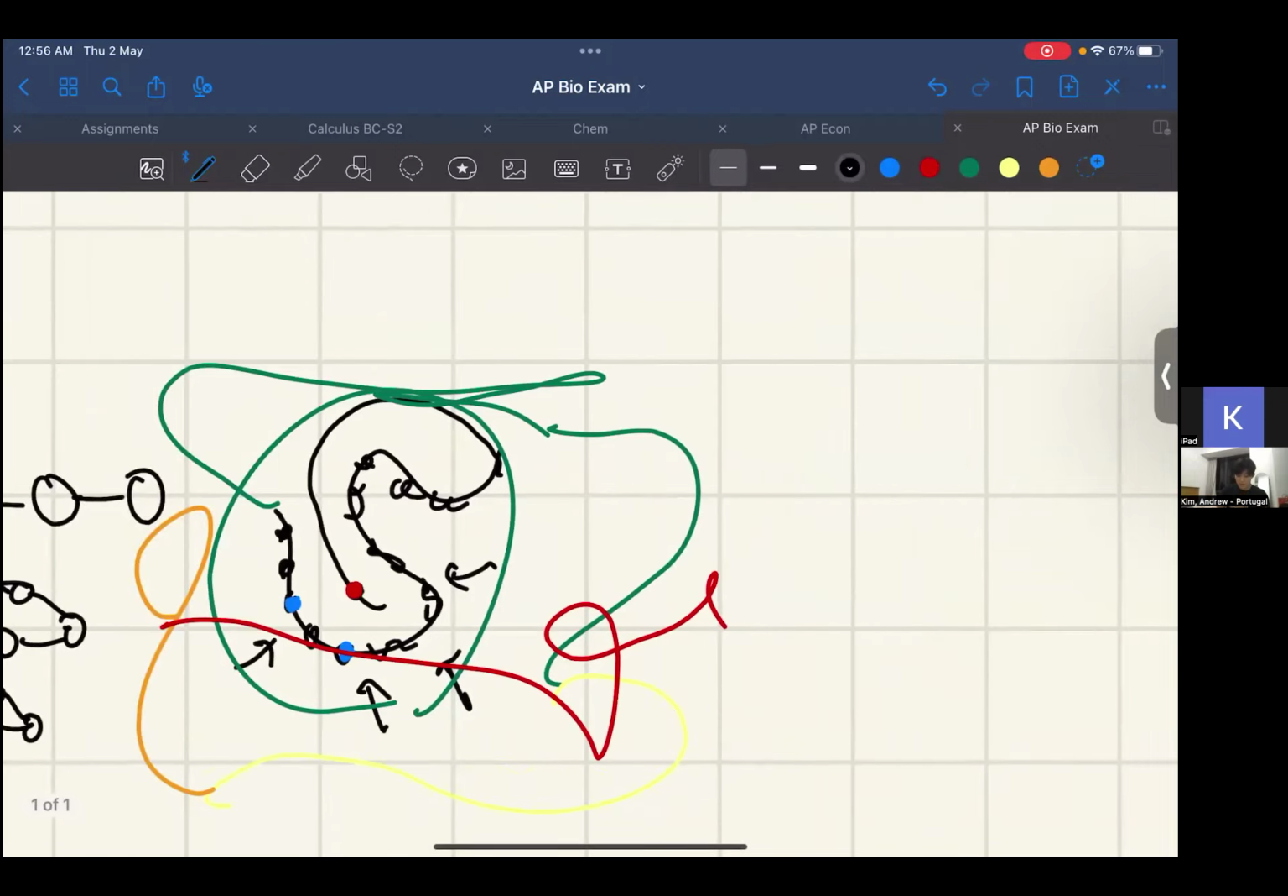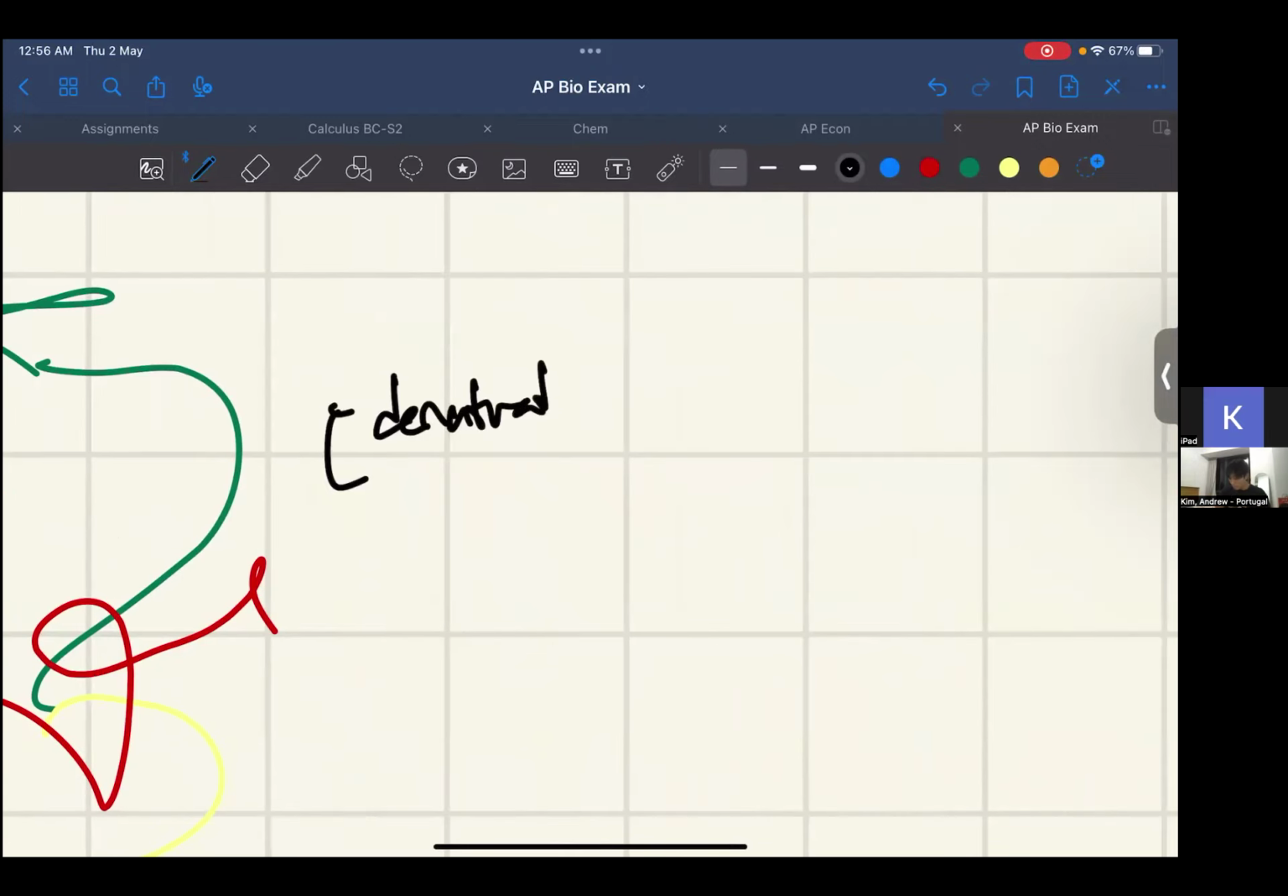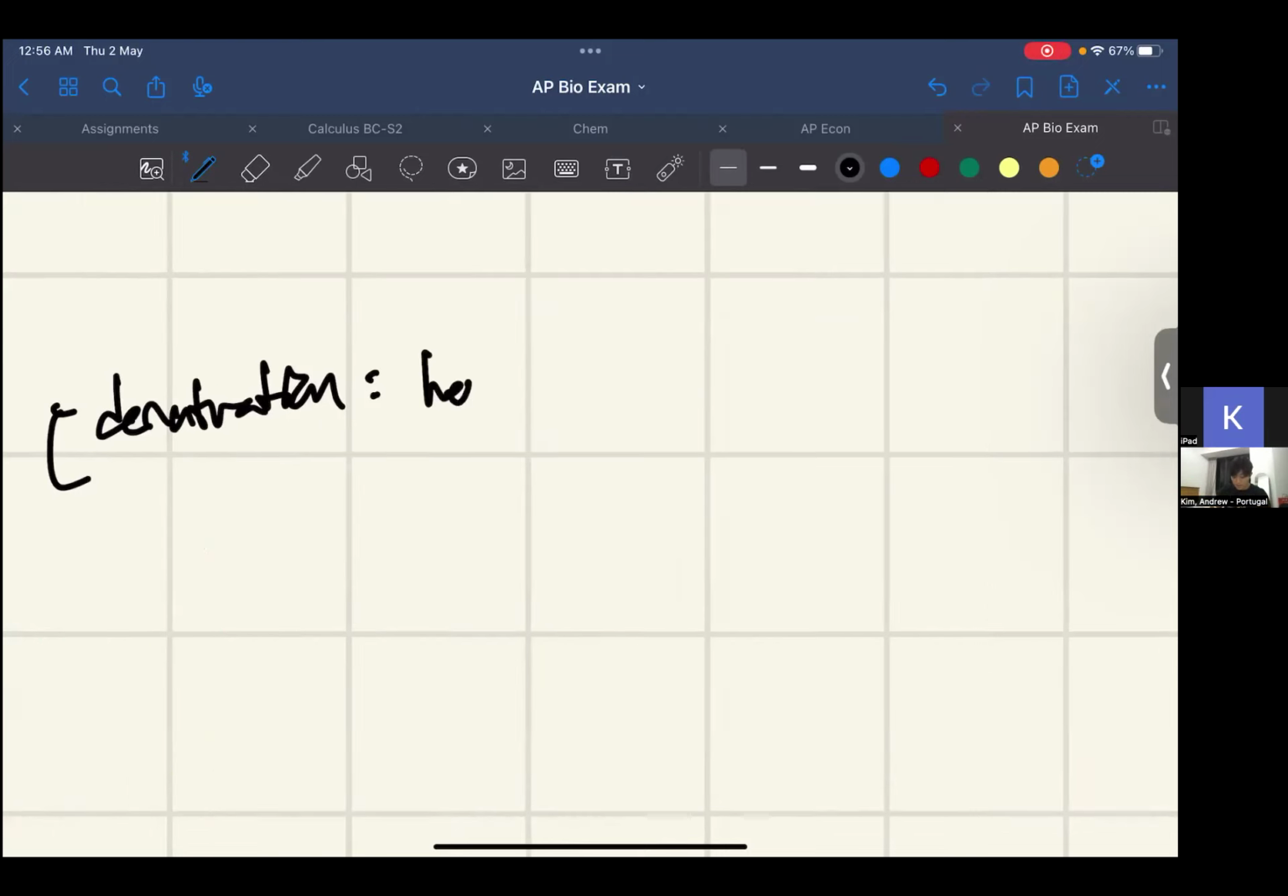First is denaturation. Now, because protein is made out of these four very complicated structures, the structure can also change. And that process of structure changing is called denaturation, okay? Now, denaturation happens with heat, pH, salinity. Now, salinity is salt, how salty or not salty the environment is. These things will change the structure.